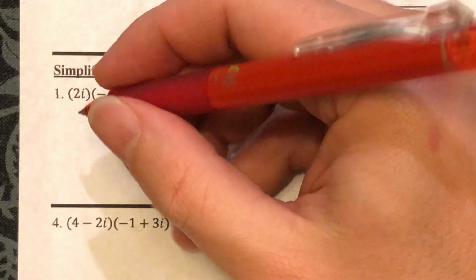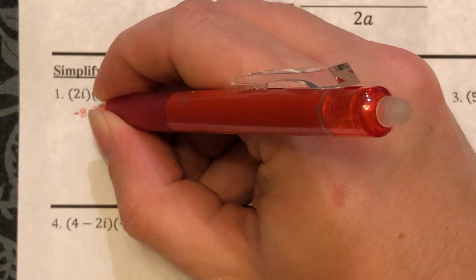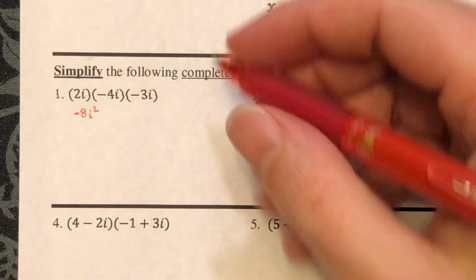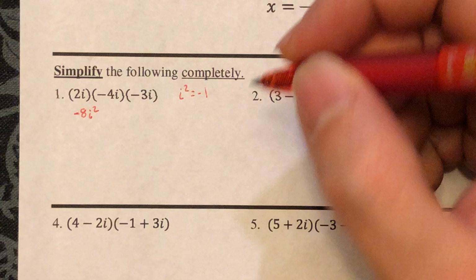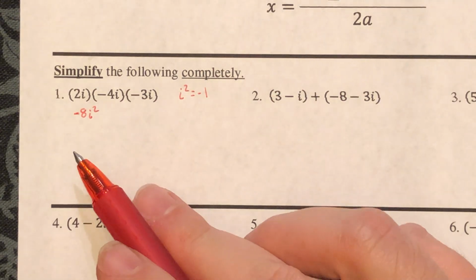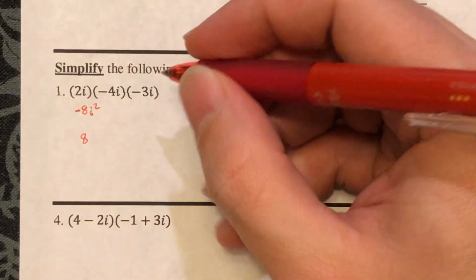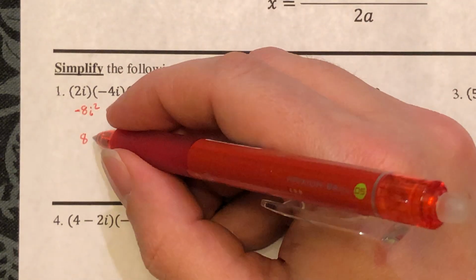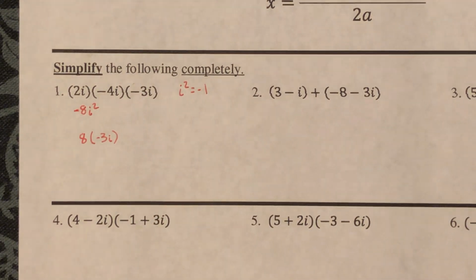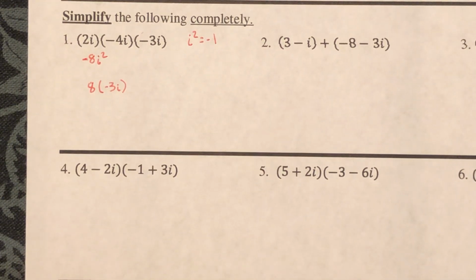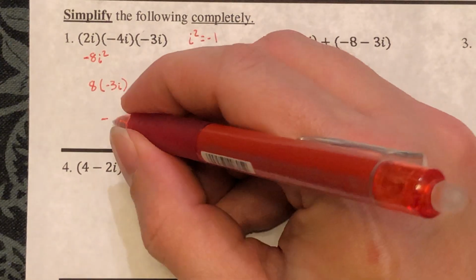2i times negative 4i gives me negative 8i squared. But we need to remember that i squared equals negative 1. So this is negative 8 times negative 1, or positive 8. And then I need to multiply that by negative 3i. So when I multiply 8 times negative 3i, that's going to give me negative 24i.